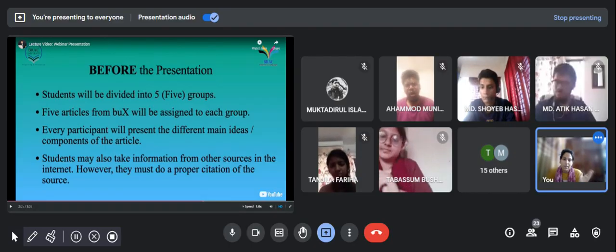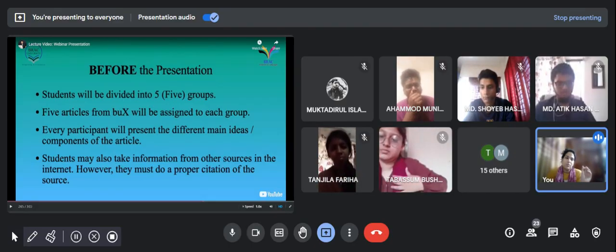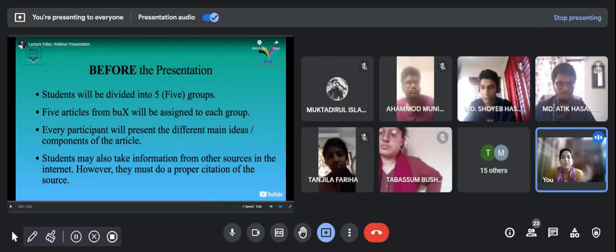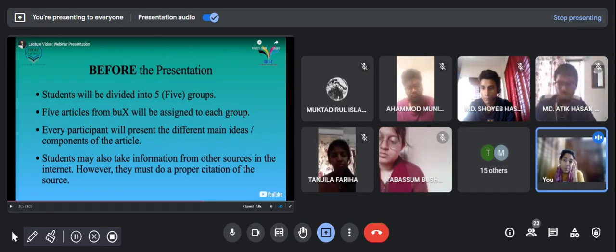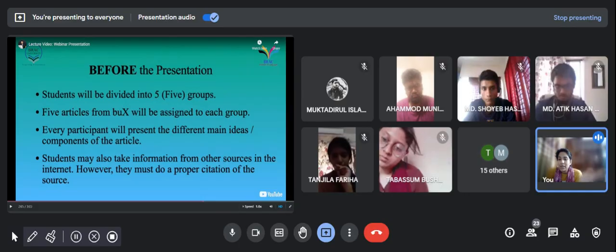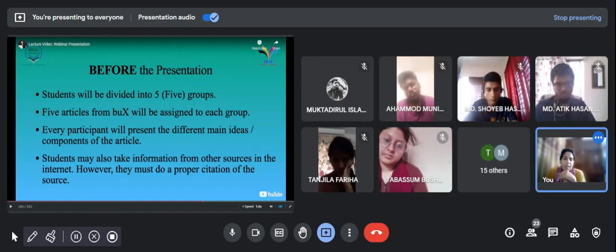The group will decide. I have just given you a suggestion that maybe this is how you can do it. For taking information from other sources, I'm suggesting you find two articles that are similar to your article, okay, but you have to take them from an authentic source.